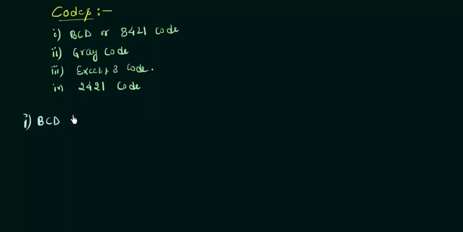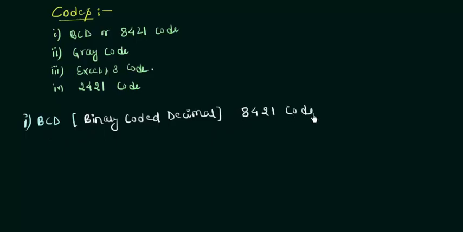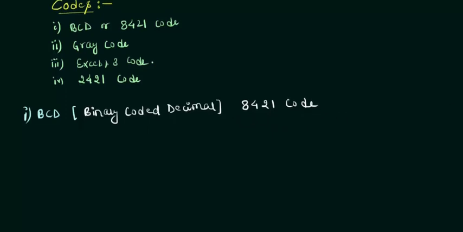Now here, BCD stands for binary coded decimal. This BCD is an abbreviation for binary coded decimal. It is also called 8421 code. Why is it called 8421 code? Because of the weights. We will see why it is called 8421.